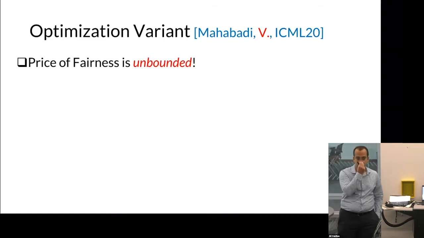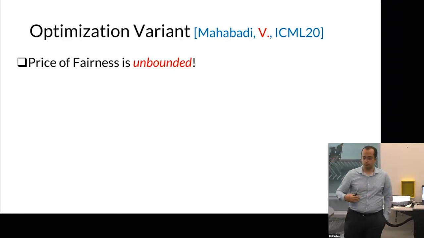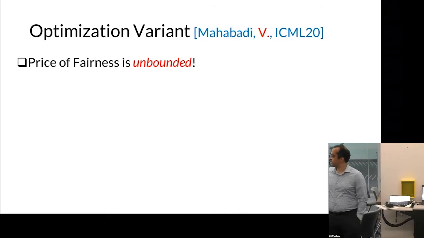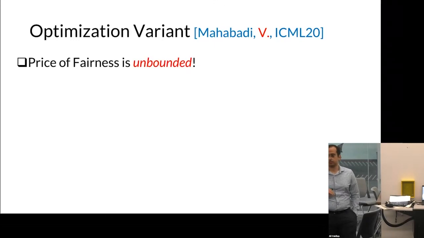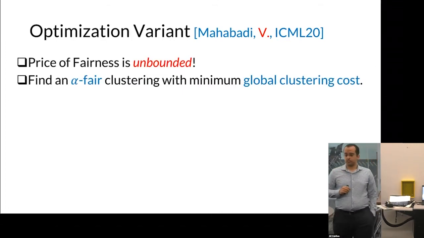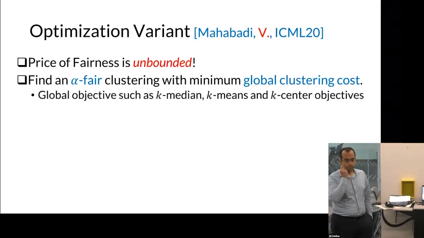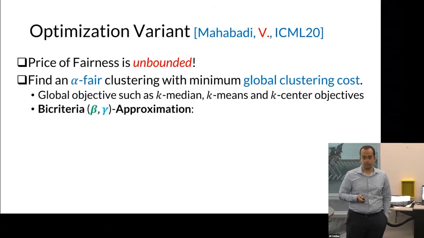So basically, one thing I mentioned before is that the price of fairness is unbounded for fair clustering. So if we want to look at the optimization version, it makes more sense to look at the best fair clustering solution. You cannot compare it to the best clustering solution. So now we want to find an alpha-fair clustering with minimum global clustering cost. That's our goal. The objective can be k-median, k-means, k-center, and so on.